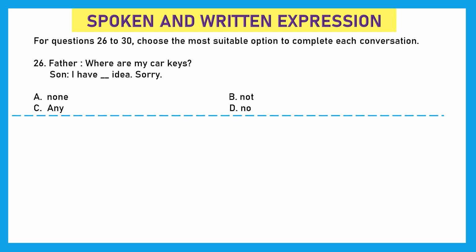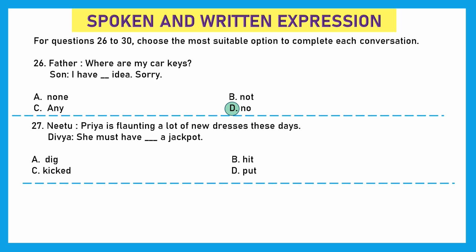Moving to the next section, that is spoken and written expression. For questions 26 to 30, choose the most suitable option to complete each conversation. Question 26. Father, where are my car keys? Son, I have dash idea. Sorry. So when son is saying sorry, that means he is clueless, right? So the right answer here should be option D. I have no idea.